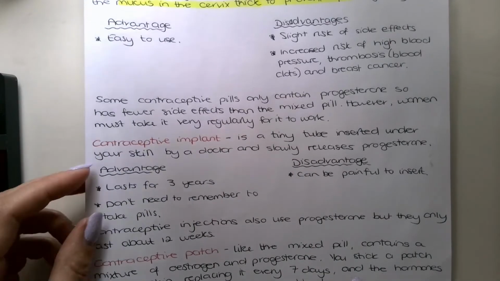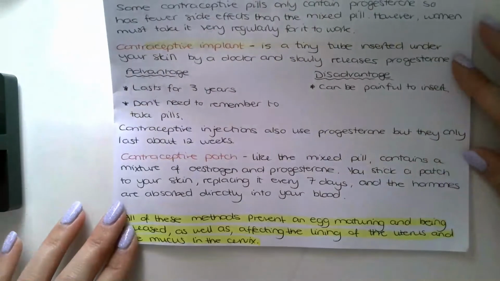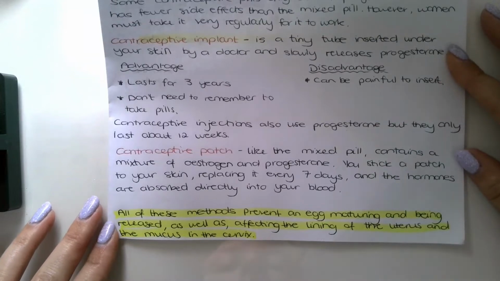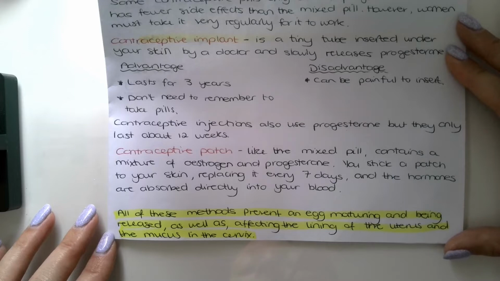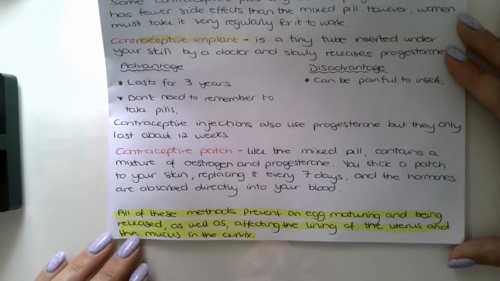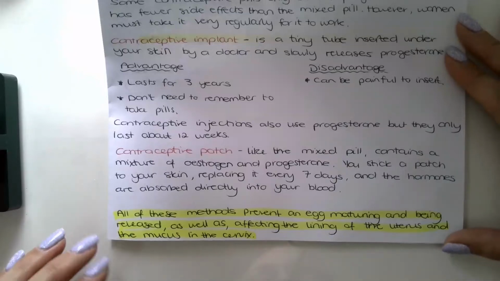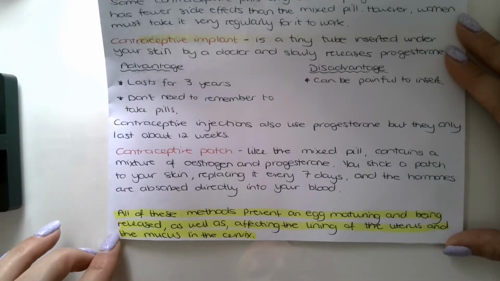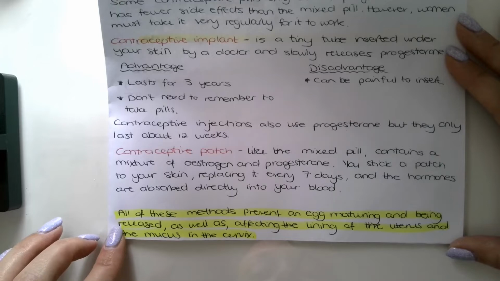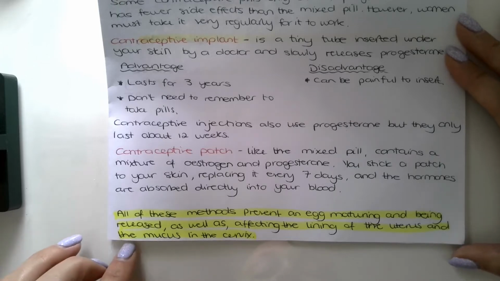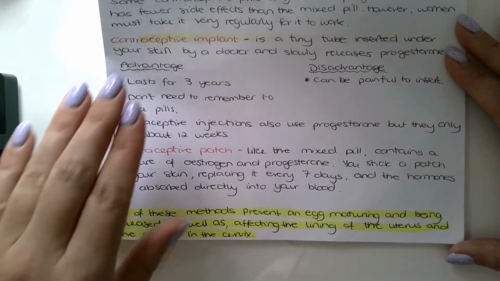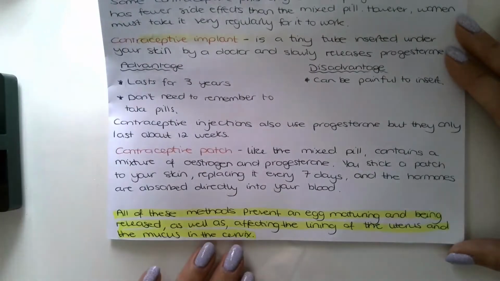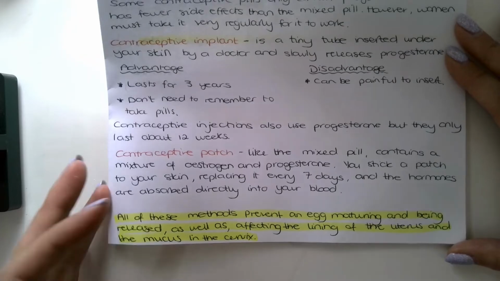I'm just going to look at the contraceptive patch. Like the mixed pill, it contains a mixture of estrogen and progesterone. You stick the patch to your skin and you need to replace it every 7 days, so you need to remember to do that, and the hormones are absorbed directly into the bloodstream. All of the methods I've described so far prevent the egg maturing and being released, as well as affecting the lining of the uterus and the mucus of the cervix. So the contraceptive patch, the implant and the pill all do these things that are highlighted.